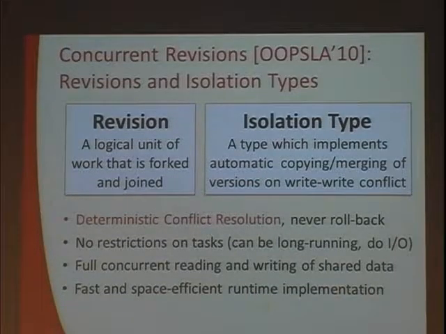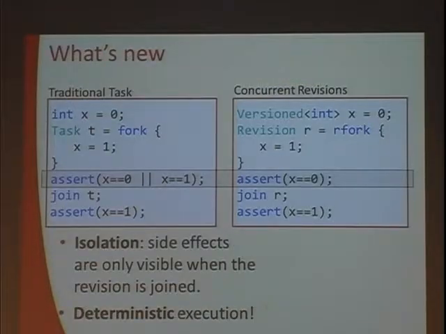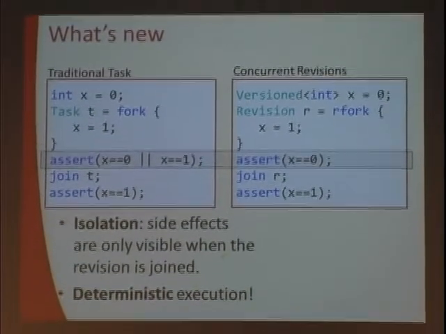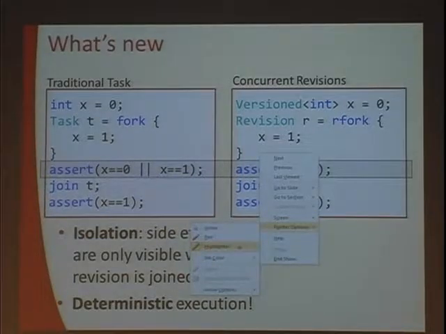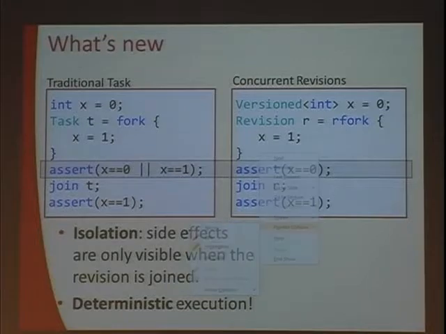So we're after a deterministic parallel programming model, and it has several attributes. Okay, what's new here is really two things: the isolation of side effects and deterministic execution. So let's take a look at a traditional task and see how it changes with concurrent revisions. In a traditional task, maybe I declare a shared variable x, and then I fork a task that's going to, in parallel, set x to 1. And now I have a main thread that's executing in parallel with that child task and is going to, at some point, join later with that task.